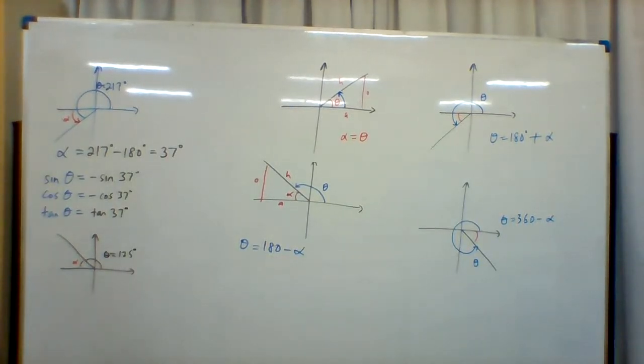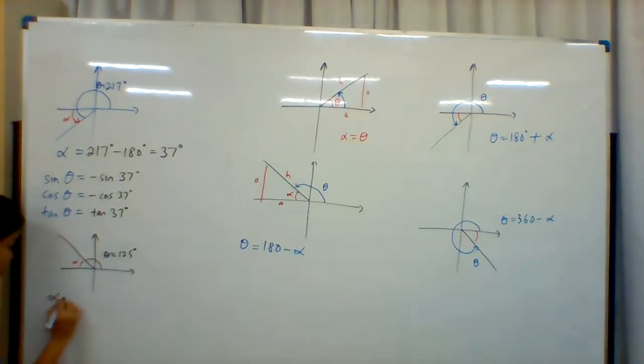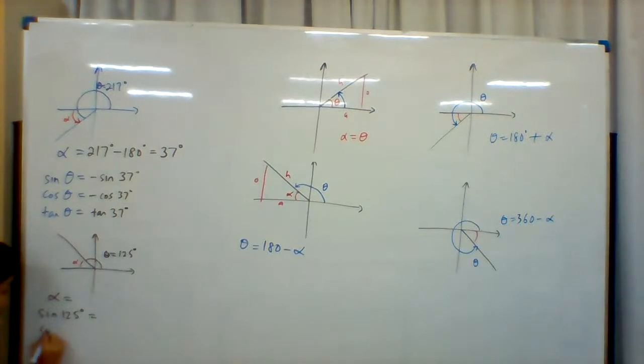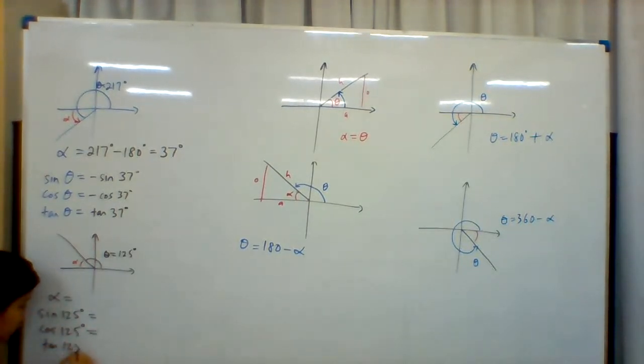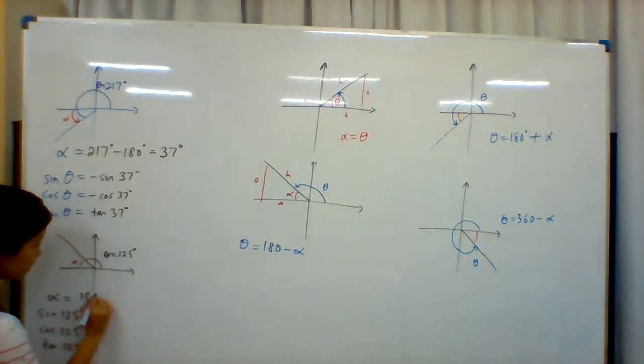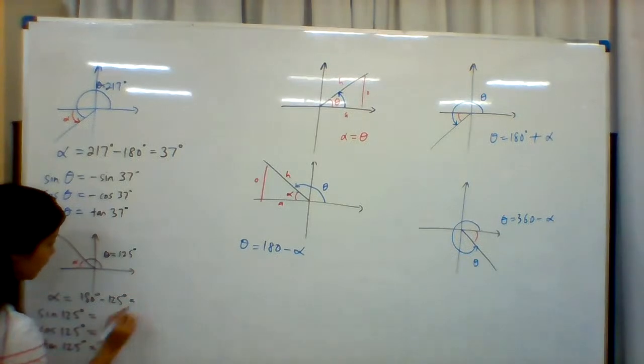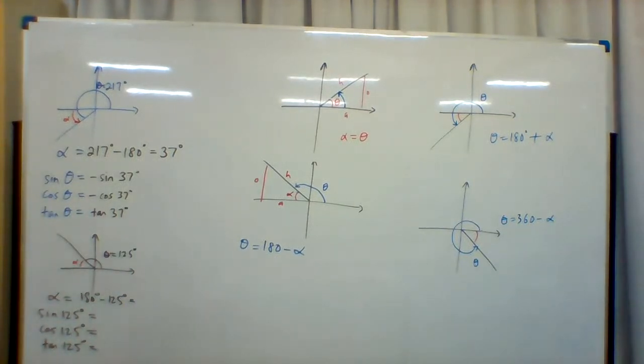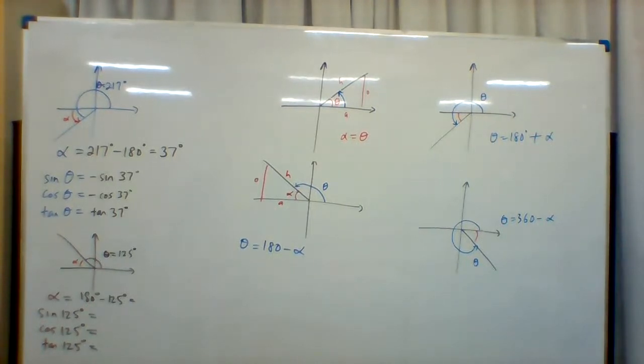Alright, so same thing. Find for me what is your basic angle and then your sine, cos, and tangent. Okay, so basic angle, remember it is in the second quadrant. So if it's in the second quadrant, you have to take your 180 minus your 125. And then after that, look, is your sine, cos and tangent positive or negative?